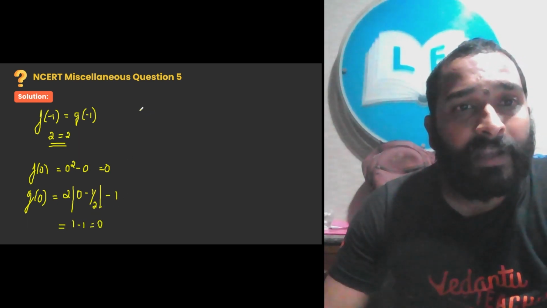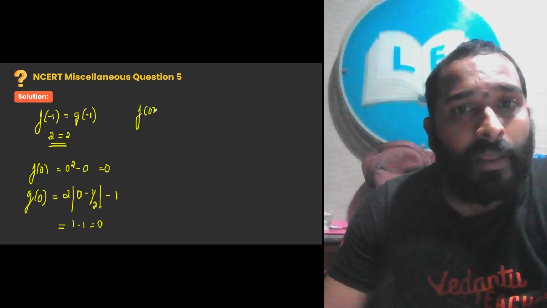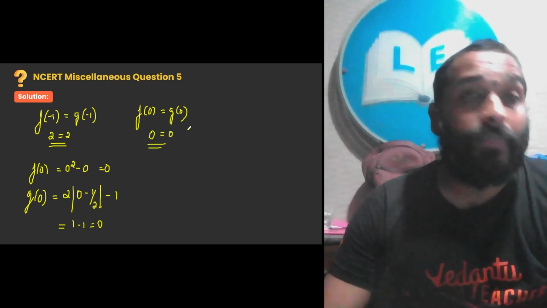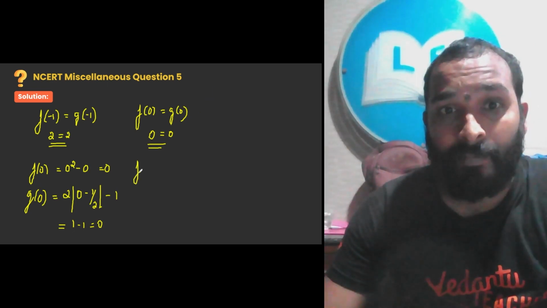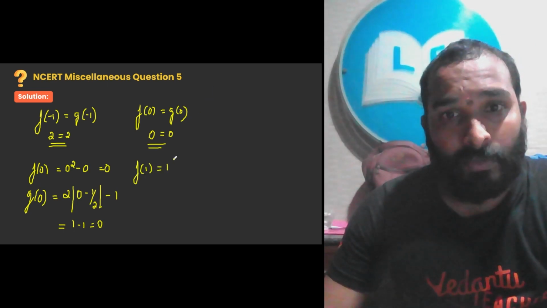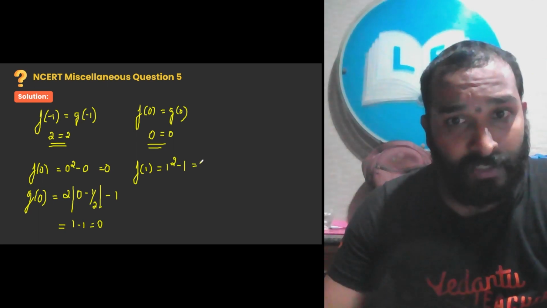So here what you can write, children, you can observe this clearly. F of 0 is equal to g of 0. So both values you're getting 0. Now let us check for other elements. What are the other elements present? We can check for f of 1. So if you're checking for f of 1, what happens? 1 square minus 1, which is 0 again.